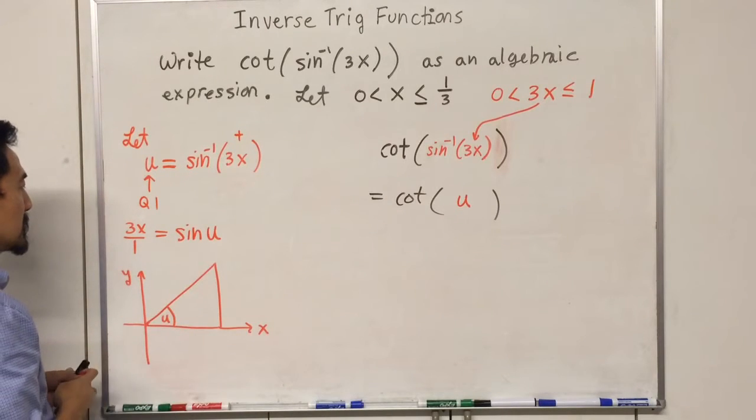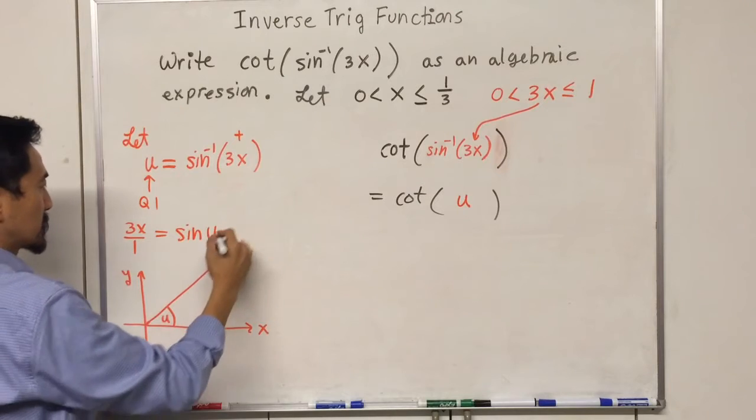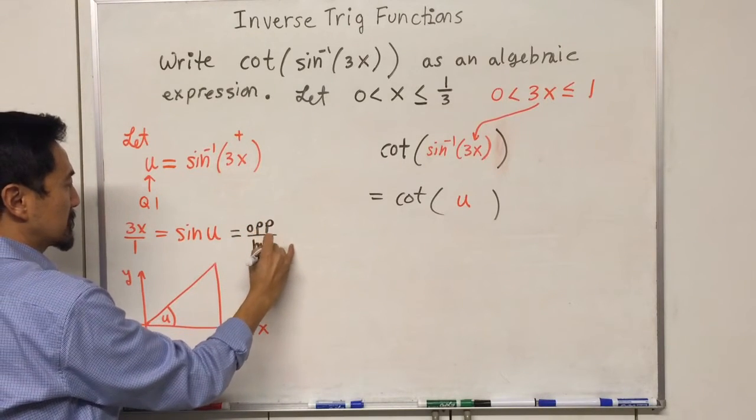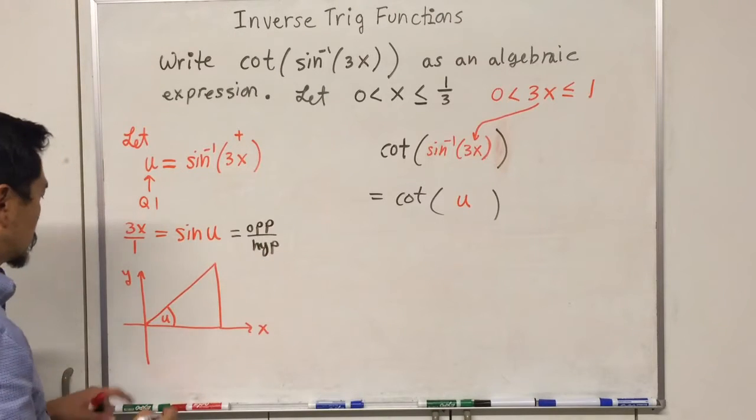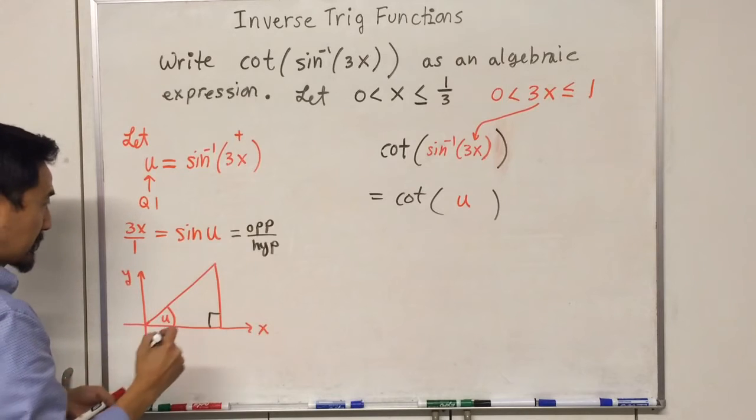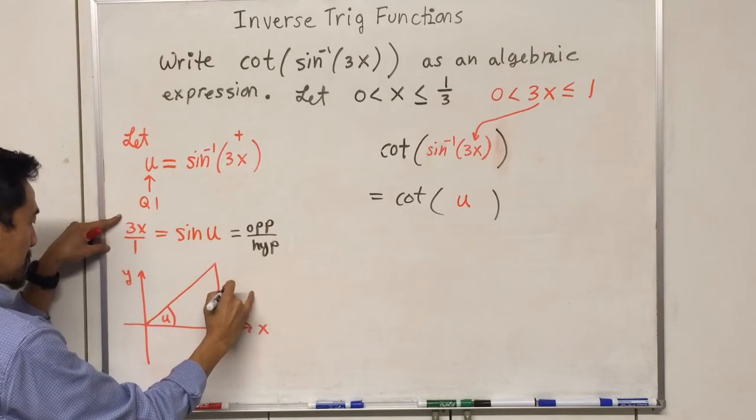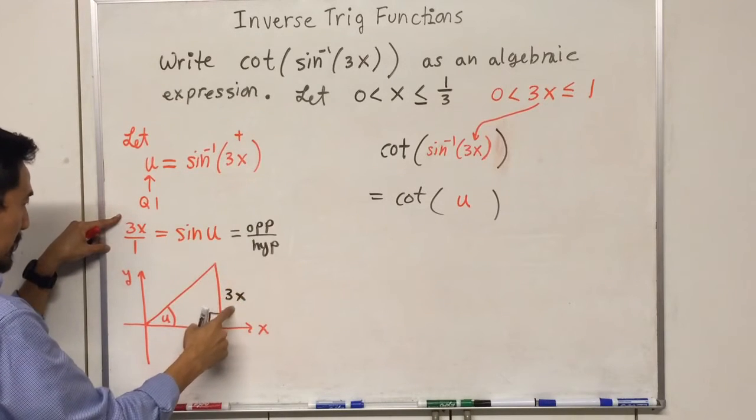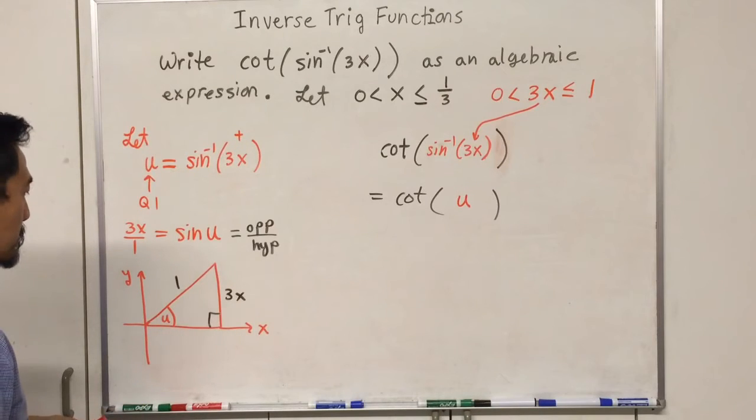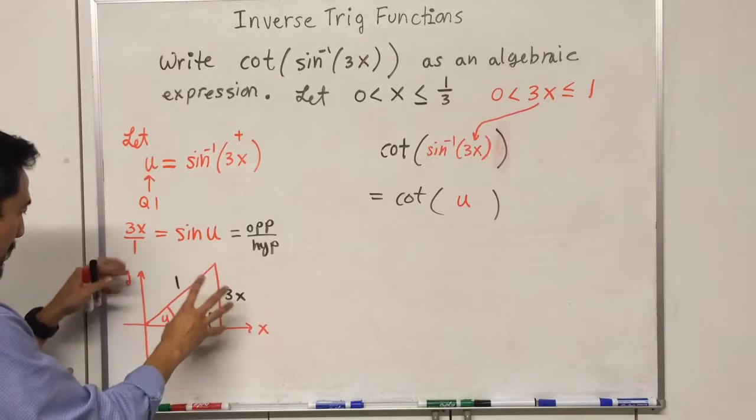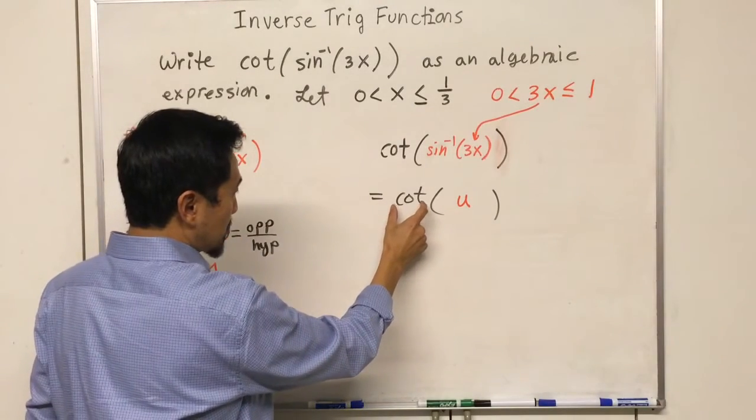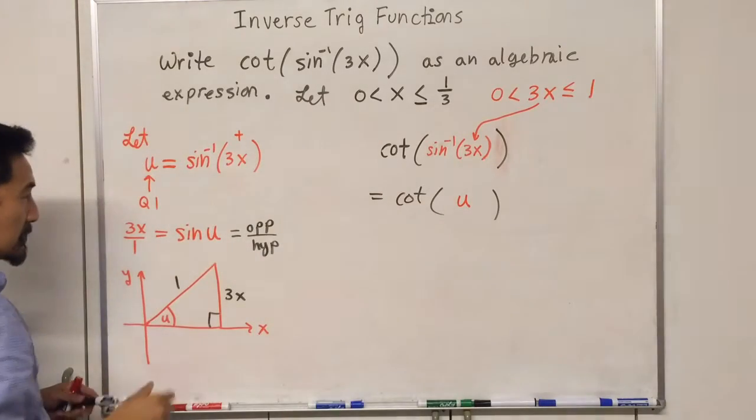By definition, the sine is what, folks? We know that that is opposite over hypotenuse, right? So here is our angle u. That would mean the opposite would be 3x, and the hypotenuse would be 1. But I would like to use this triangle to take the cotangent of that angle u.